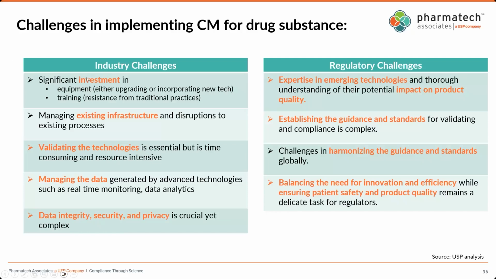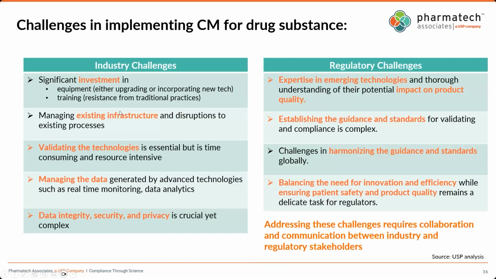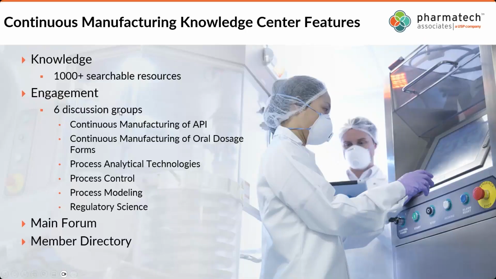So now we have talked about these challenges. Someone would ask, what are USP and Pharmatech doing to address those challenges? In the next couple of slides, we'll show you some of the efforts USP and Pharmatech are making. We have the Continuous Manufacturing Knowledge Center. I'm not sure how many of you know, but it's an online platform where experts across industry, academia, regulatory, and government agencies can come together and problem solve challenges related to continuous manufacturing.